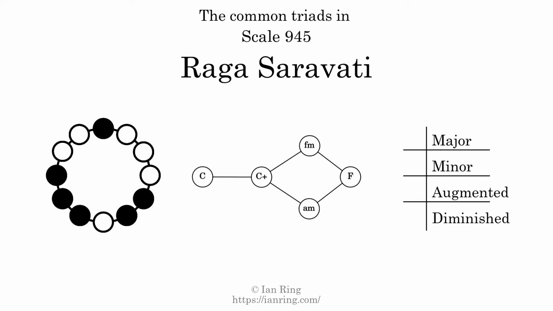The diagram in the center is a graph of parsimonious voice leading between triads. There are 2 major triads. There are 2 minor triads. There is 1 augmented triad. There are no diminished triads. Here is a Hamiltonian path of parsimonious voice leading that uses all the triads.